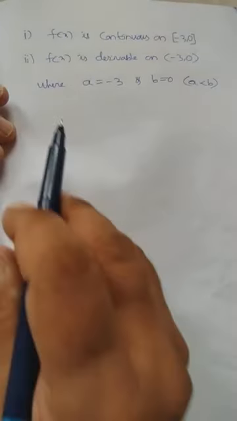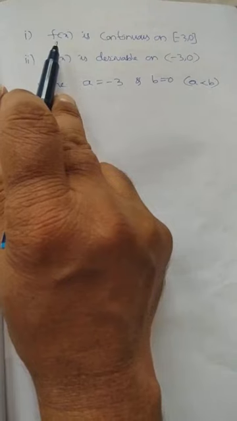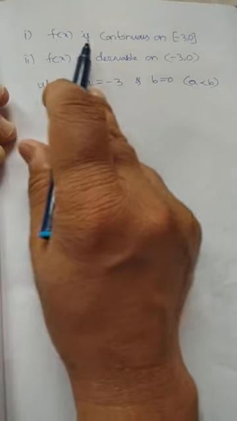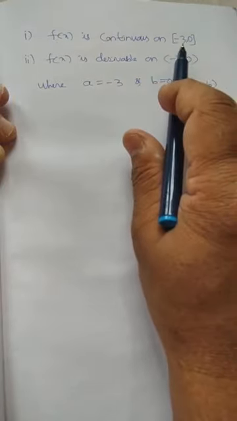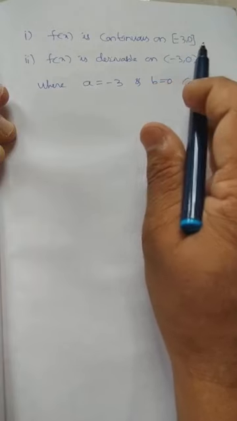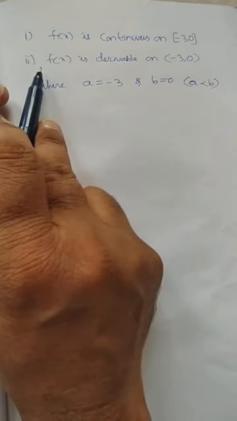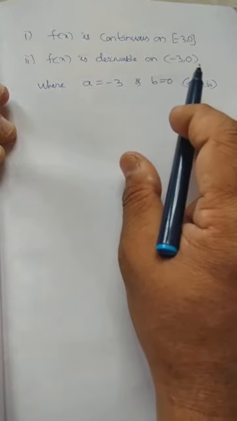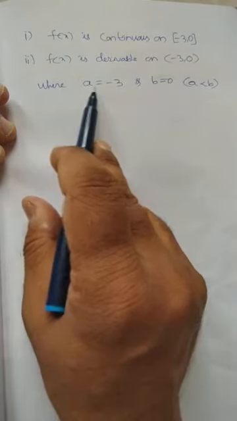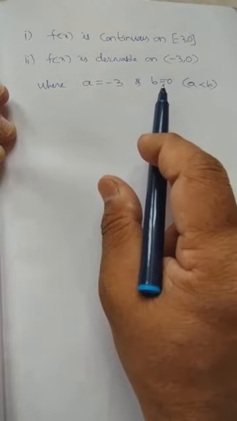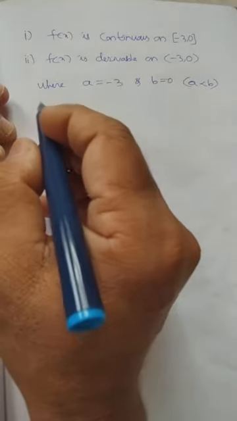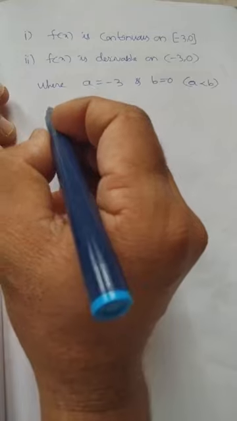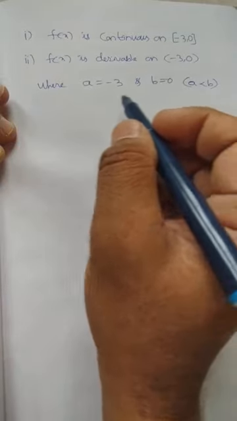Coming to our concept, the first condition is what now? f of x is continuous on closed interval minus 3 comma 0. It is obvious. The second one is also obvious. f of x is derivable on minus 3 comma 0, where a is equal to minus 3 and b is equal to 0. What is our first step to show? f of a is equal to f of b, we need to show.